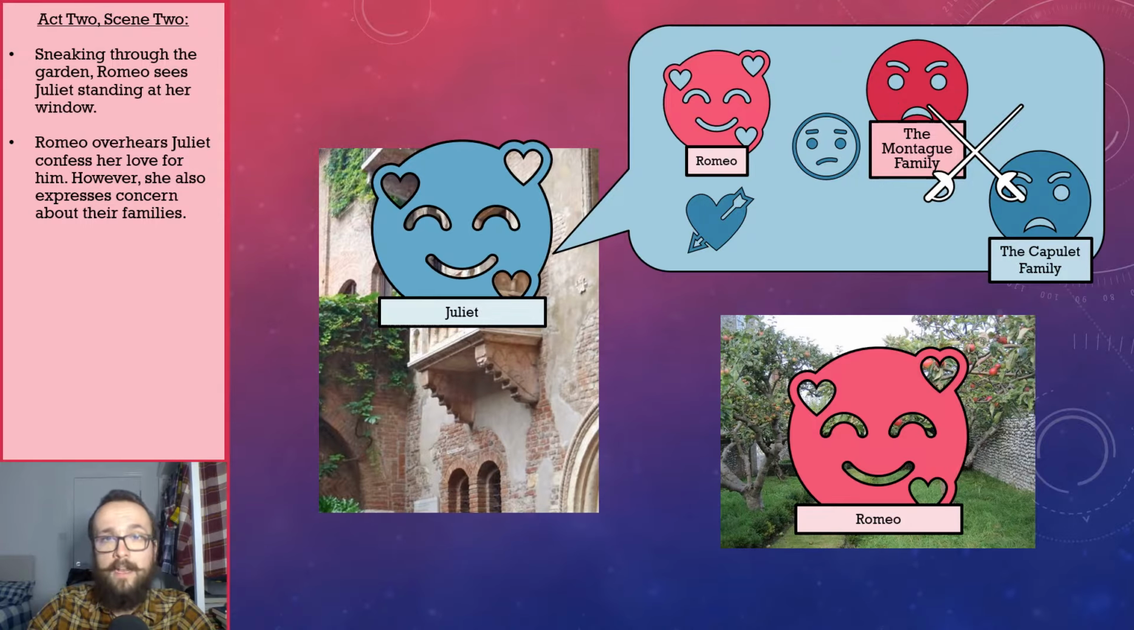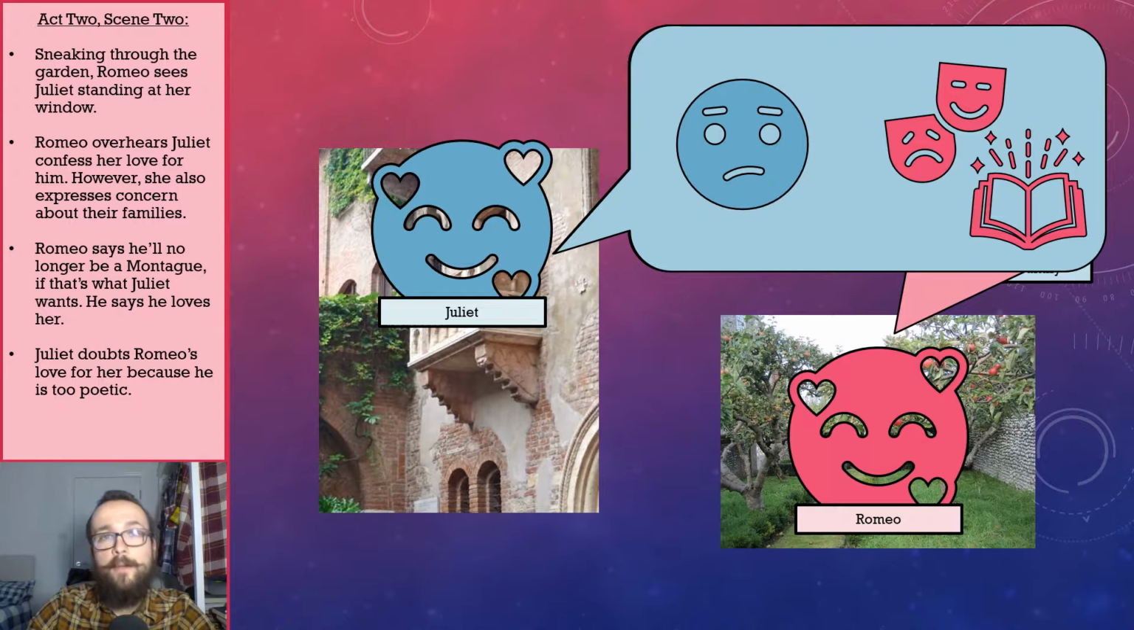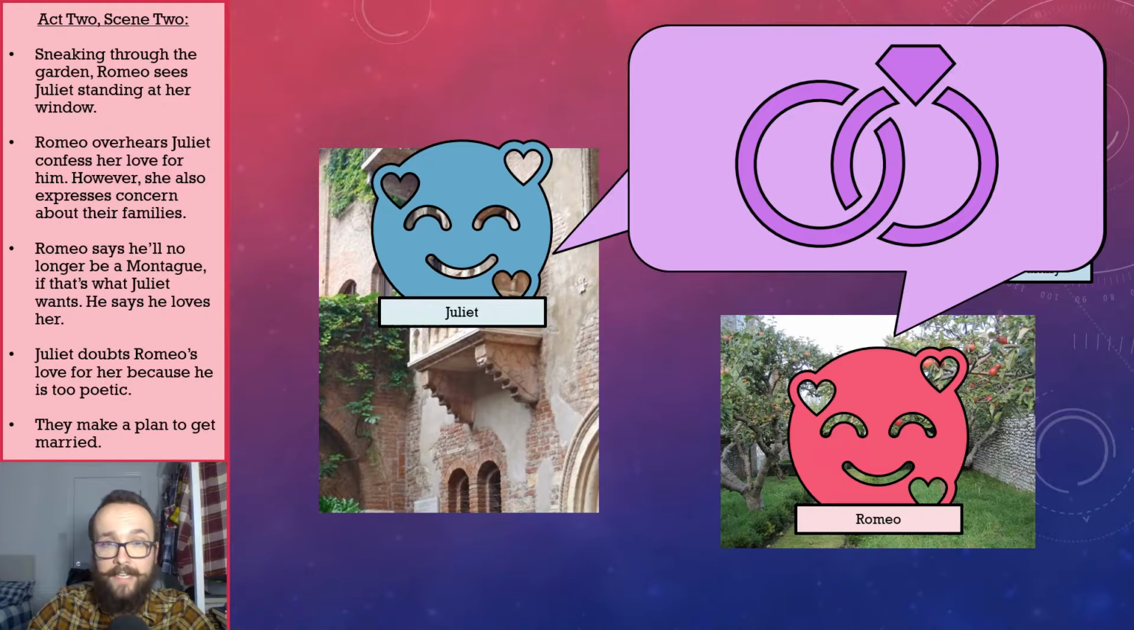Eventually, Romeo speaks up and makes his presence known to Juliet. He tells her that he will no longer be a Montague if that's what it takes to be with her. He also confesses that he is in love with her too, albeit with very poetic and slightly over-the-top language. Although Juliet is happy, she expresses some doubt because Romeo has been far too poetic and extravagant with his words. She thinks that his words could just be for show. Despite this slight amount of friction between the two, they make a plan to get married. Juliet asks Romeo to let her know tomorrow if his proposal is genuine.